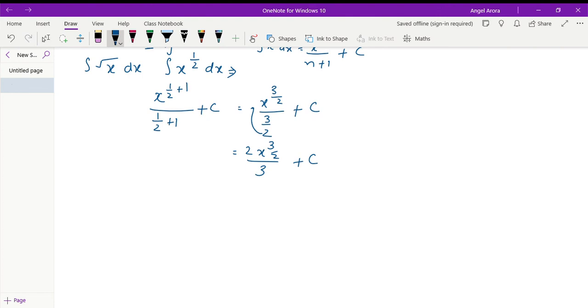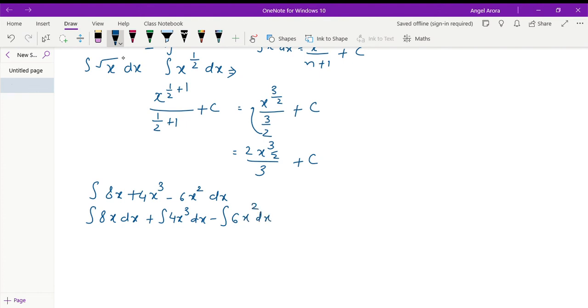So let's practice the last example we'll do here. What is the integral of 8x plus 4x cube minus 6x square dx? We will work out the integral of each function separately. We'll write it like this: integral of 8x dx plus integral of 4x cube dx minus integral of 6x square dx.